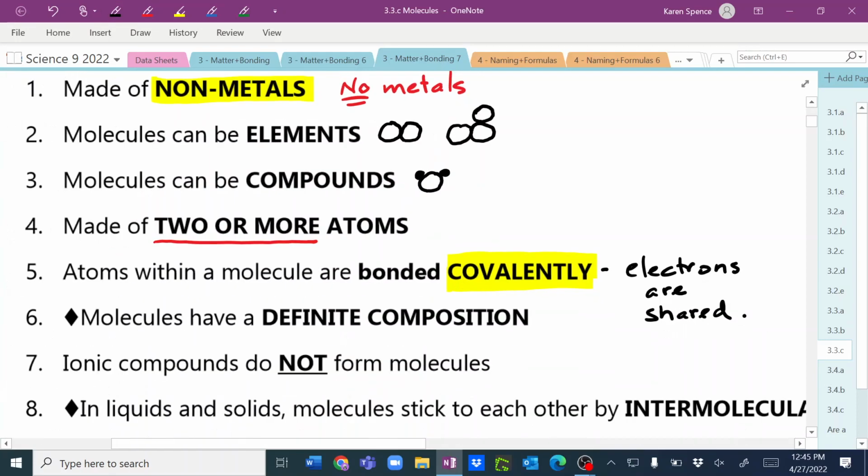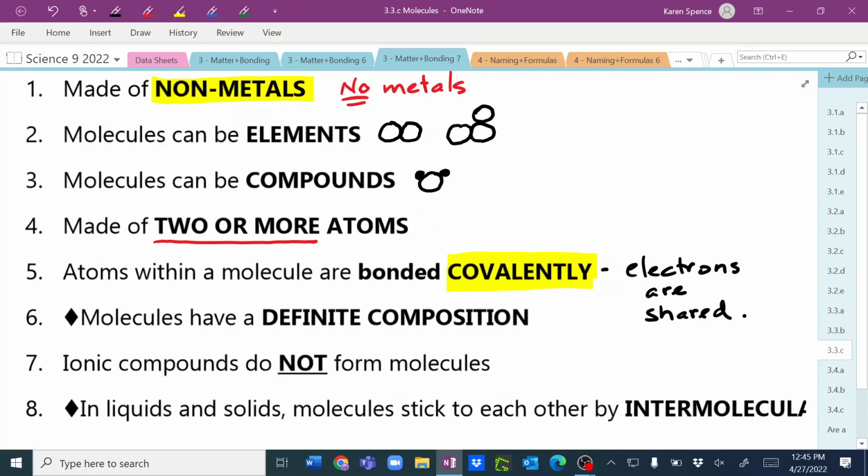Point number 6 is an enriched point. You don't really need to explain this if you're not doing the enriched portion, because the word definite composition sometimes sounds a little funny to people and it confuses them, but all it means is that water is always 2 H's and 1 O, exactly. It's never going to be 4 H's and 2 O's, right? It always has an exact makeup, yes?